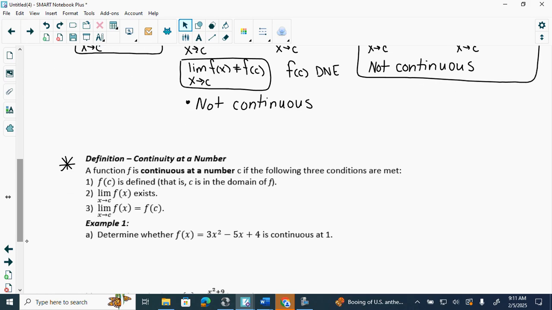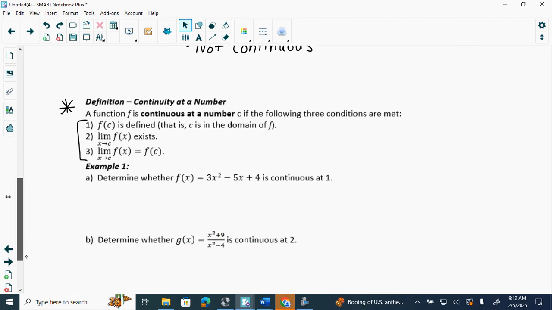So f of c has to exist, the limit has to exist, and then if they both exist, they have to be equal to each other. These are the three conditions that have to happen. So if ever I ask you to prove that something is continuous, you have to tell me what f of c is, you have to tell me what the limit at c is, and then you have to tell me that they're both equal. That's how you prove continuity. Because the moment the limit doesn't exist or the value at that dot doesn't exist, you're done. It's not continuous. If both of them don't exist, you're super not continuous, but you only need to have one. Super not continuous.